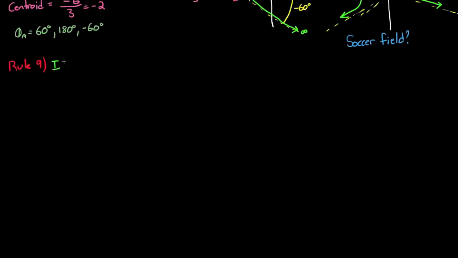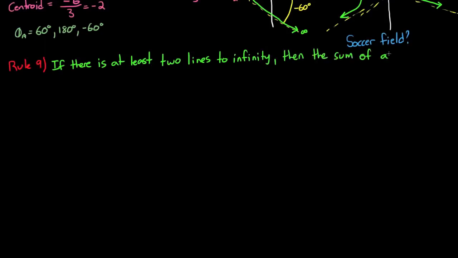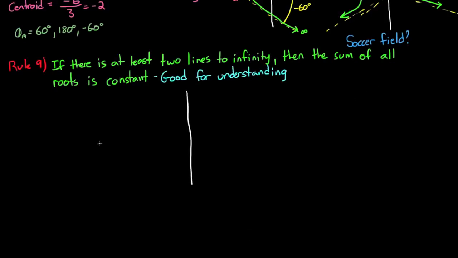Now, I think that Rule 9 here doesn't really help you to draw the root locus by hand, but what it does is give you an understanding of how the roots move relative to each other. It states that if at least two roots go or come from infinity, so there are at least two asymptotes that go to infinity, then the overall sum of the roots must be constant. Let me show you what I mean by that and how it can help you.